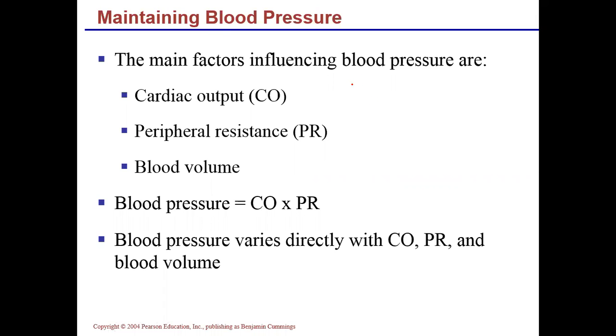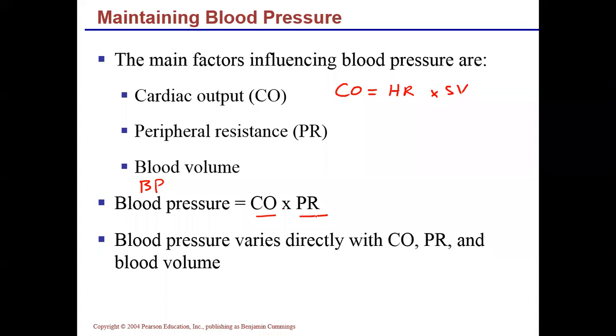If you remember, we mentioned that the cardiac output equals heart rate multiplied by stroke volume. In this case, you need to know another equation, and that is blood pressure, BP, equals cardiac output multiplied by peripheral resistance. Again, the peripheral resistance, you could think about the resistance factor as peripheral resistance.